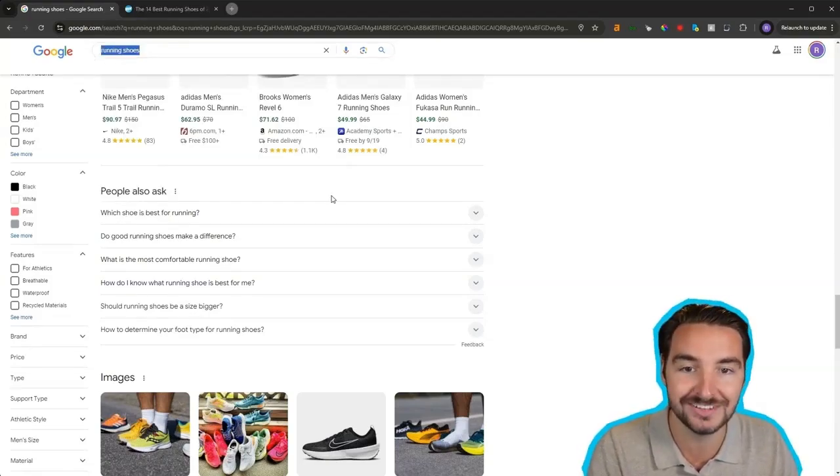Google is trying to predict what your next question is going to be. And they do that by looking at all their data. And then they show you that to help you answer that. And by us putting these exact questions on your page, this is what's going to help you rank so fast. It's incredible.